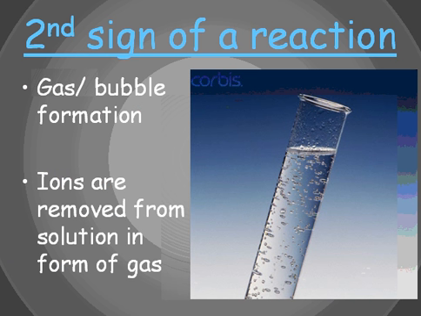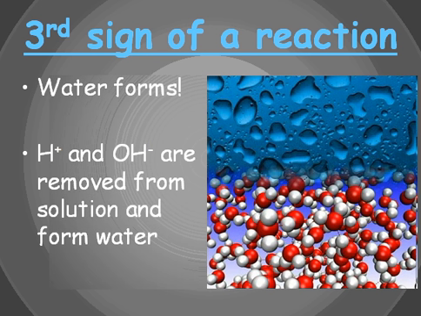Another sign of a reaction, of course, is gas bubbles being formed, and this is because ions are removed from a solution in the form of a gas. And the third sign of a reaction is actually that you get water formed. So you get hydrogen and hydroxide ions removed from the solution, and they form water, and this is the form, getting steam created.